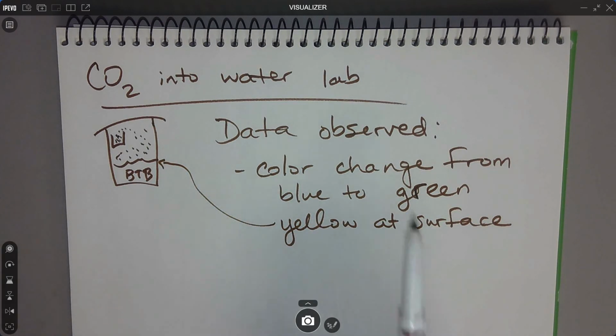And so bromothymol blue, BTB, changes colors from blue to yellow as the pH goes down. And so if you've got yellow, that means it's a lower pH, which is more acidic, right? So where does the pH get to be more acidic? At the surface. So does that tell us something about how the CO2 got into the water?